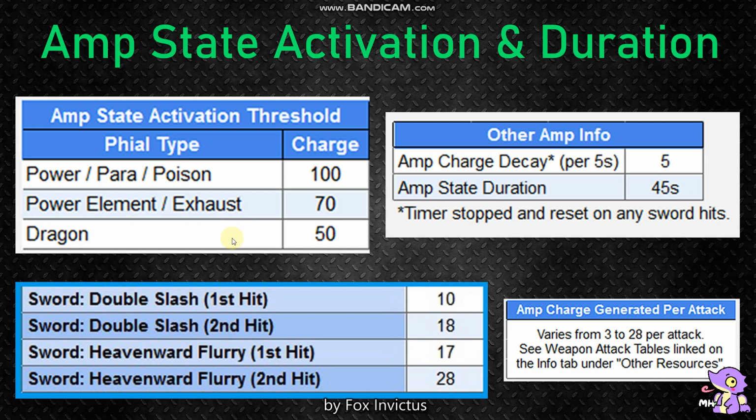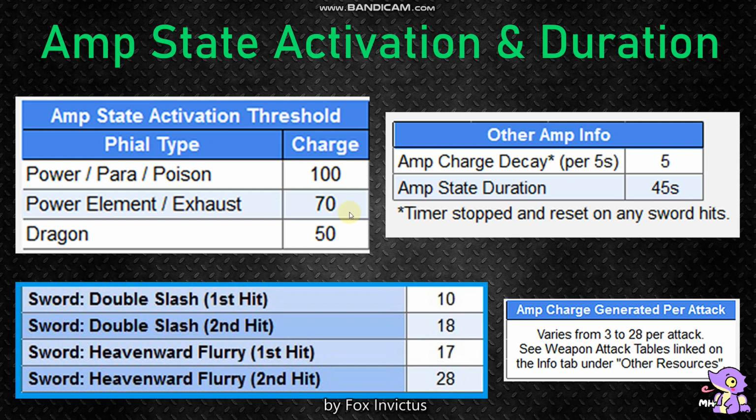First of all, I want to talk about the M state activation threshold. We have different phial types on the Switch Axe and they have different charge values. These are not percentage values, these are charge values. The phials I use most are power element phials because they are easy to get into the M state. Exhaust is also not bad if you have Devil Jho armor and play with Stamina Thief. For the power element and the exhaust phial the charge value is 70, which is pretty cool.